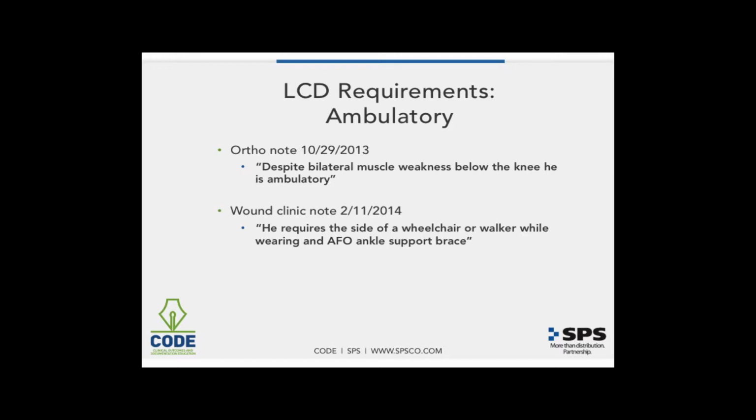The orthopedic surgeon's note said, despite bilateral muscle weakness below the knee, the patient is ambulatory. So that's good. That's a positive thing. It's going to support what we're doing here with the AFO. And then the wound clinic note says he requires the aid of a wheelchair or a walker while wearing the AFO ankle support brace. And they meant he requires that to ambulate. So that is not super supportive from wound care. That note doesn't exactly say, gosh, the AFOs are really helping him functionally. It's kind of saying, well, the AFO's there, but he still needs a walker and a wheelchair.